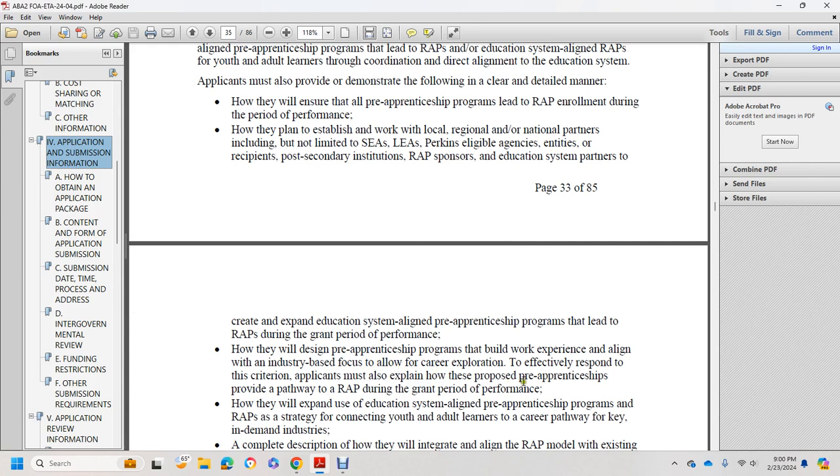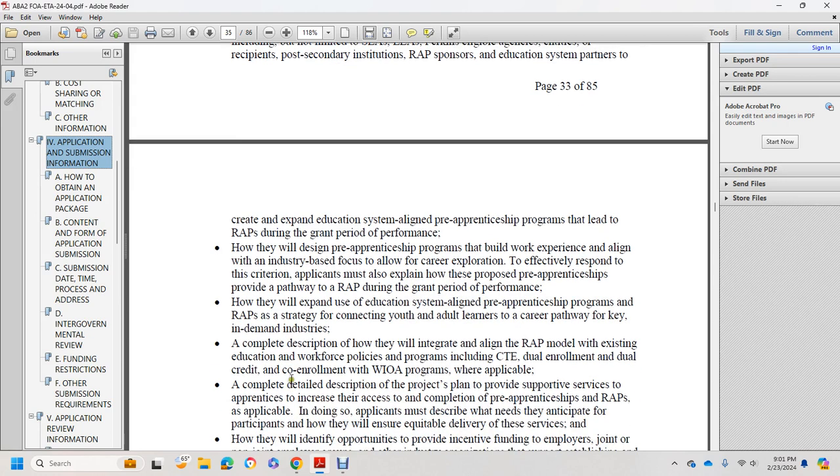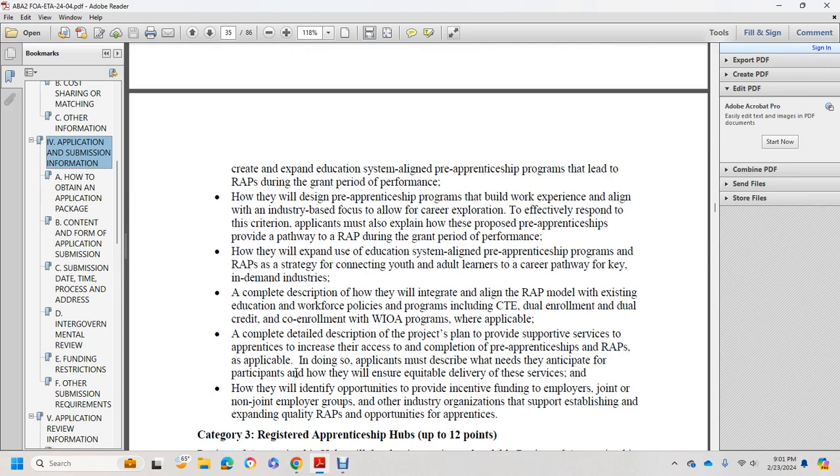The application must explain how the proposed pre-apprenticeship will provide a pathway to the registered apprenticeship program during the grant period of performance, how they will expand the education-system-aligned pre-apprenticeship program and the registered apprenticeship strategy for connecting youth and adult learners to career pathways in key and in-demand industries. It requires a complete description of how they will integrate and align the registered apprenticeship model with existing education and workforce policies and programs, including career and technical education, dual enrollment, dual credit, and co-enrollment of workforce initiatives.